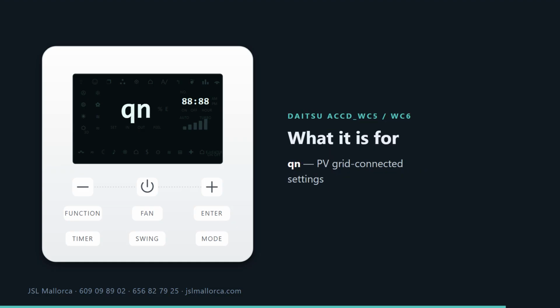Code QN. According to the manufacturer, PV grid connected settings. Code QP. According to the manufacturer, PV GMV unit export area setting. Code QU. According to the manufacturer, grid voltage system configuration. Code QY. According to the manufacturer, working mode of compressor heating belt.